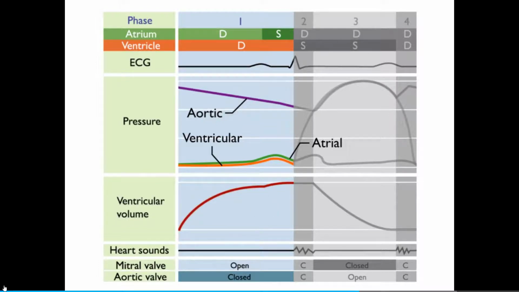Depolarization of the atria is recorded as the P wave on the ECG and precedes atrial systole. Contraction of the atria while the ventricles remain in diastole completes ventricular filling. At the end of atrial contraction, the volume of blood in the ventricles is called the end diastolic volume, or EDV. Pressure in the ventricle slightly increases with the surge of blood from the contracting atrium. However, aortic pressure is still much higher than ventricular pressure, so the aortic valve remains closed.